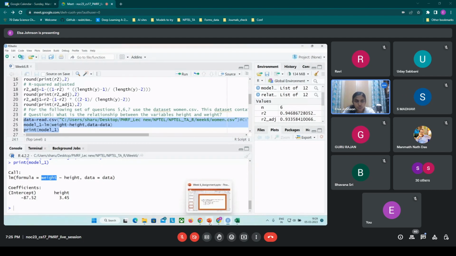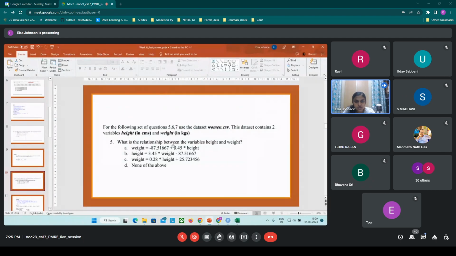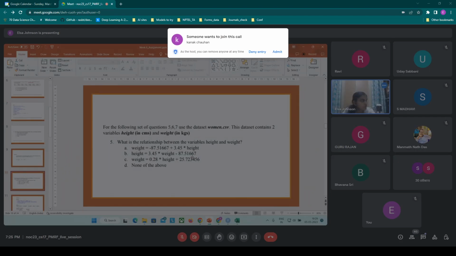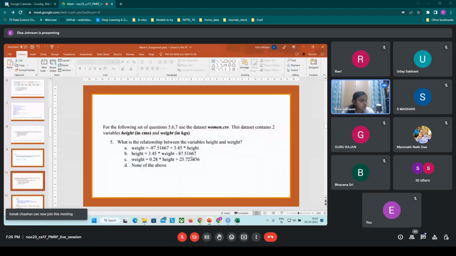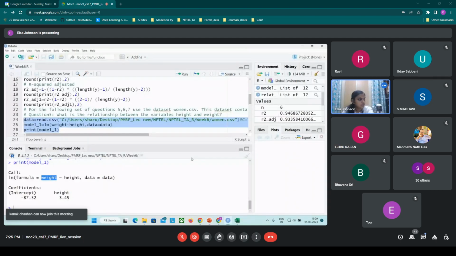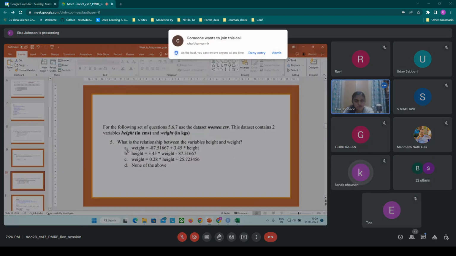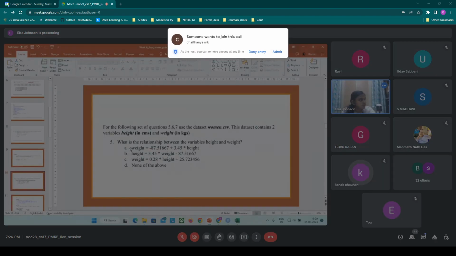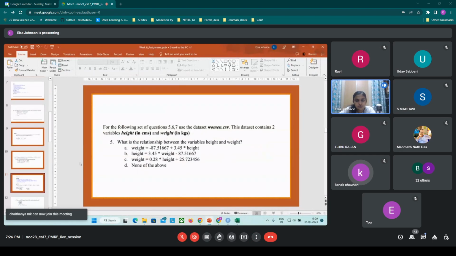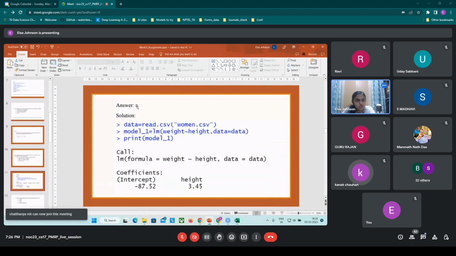So what was the question? The first one is, what is the relationship between the variables height and weight? The relationship here will be beta naught plus beta 1 x, right? You can tell the answer. Minus 87.52 plus 3.45 times height. Yes, that is right. So the answer will be the first option. This is how you do that.